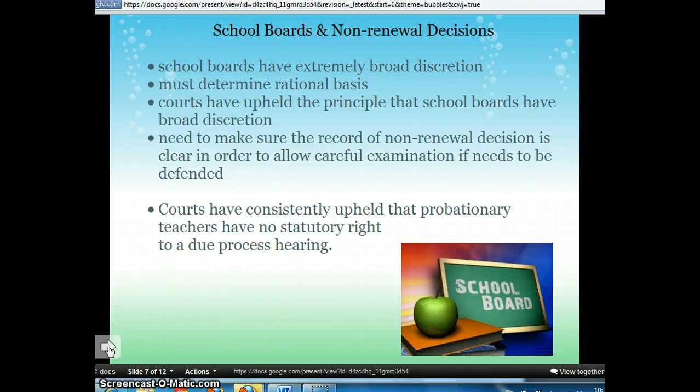School boards and non-renewal decisions. The school boards have extremely broad discretion when it comes to non-renewal. They do have to determine a rational basis. The courts have upheld the principle that school boards have broad discretion. The school board needs to make sure the record of the non-renewal decision is clear in order to allow careful examination if it needs to be defended. And once again, courts have consistently upheld that probationary teachers have no statutory right to a due process hearing.